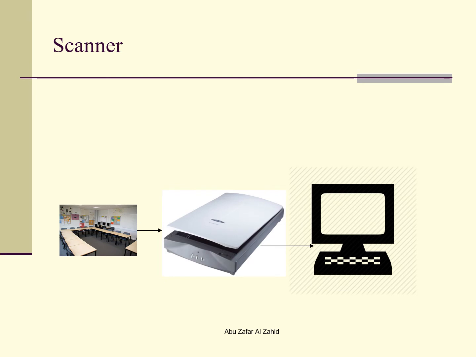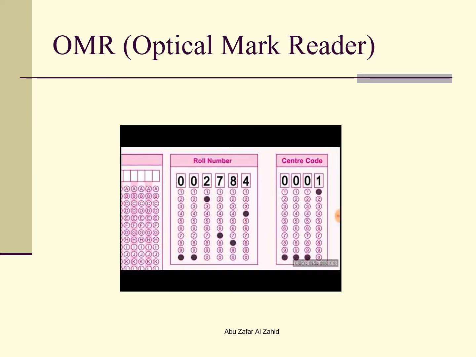Scanner is a popular input device. Sometimes we need to insert a full picture in the computer. If the picture is taken on a digital camera, that picture can be directly inserted into the computer from the camera. If the picture is in print form, we have to scan it using a scanner if we want to insert it in our computer. So digital camera and scanner are also input devices.